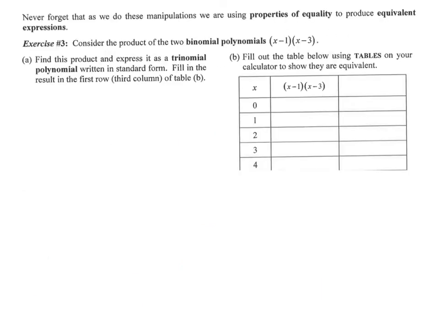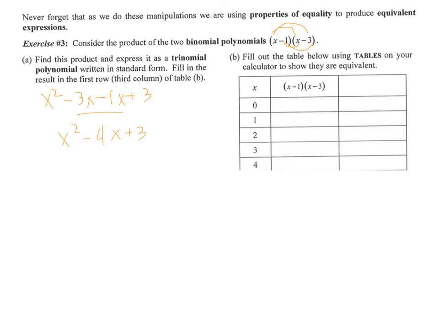So never forget that as we do these manipulations, we're using properties of equality to produce equivalent expressions. So let's look at the product of the two binomials. Find the product and express it as a trinomial like we just did. So I have x times x is x squared. X times -3 is -3x. -1 times x is -1x. And -1 times -3 is positive 3. These combine, so x squared minus 4x plus 3.